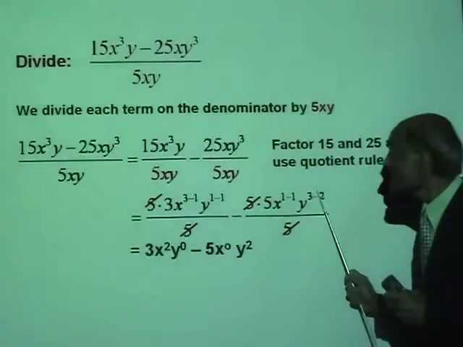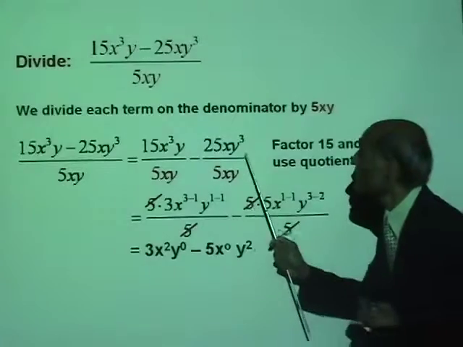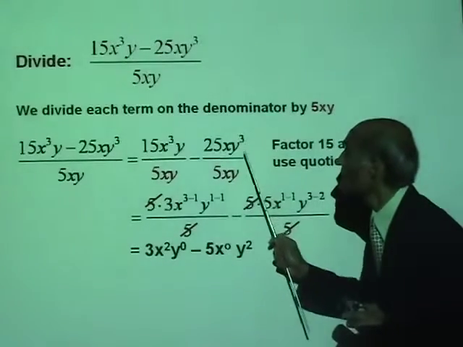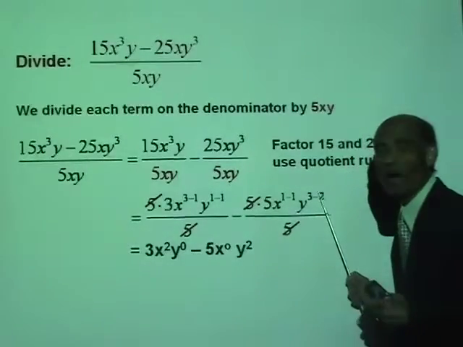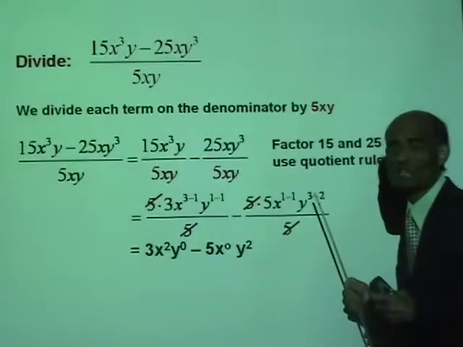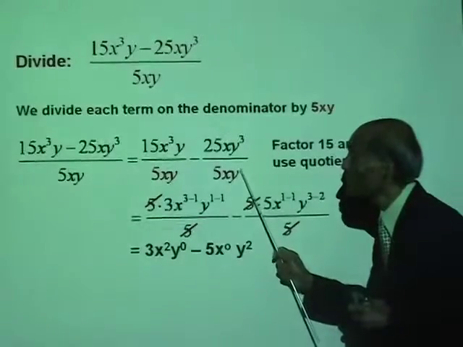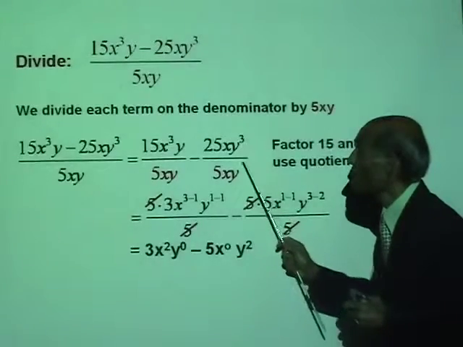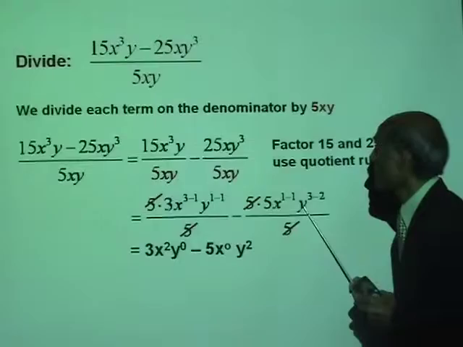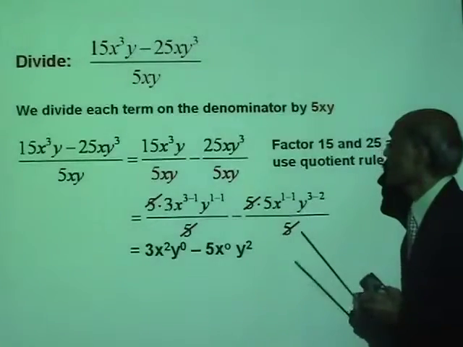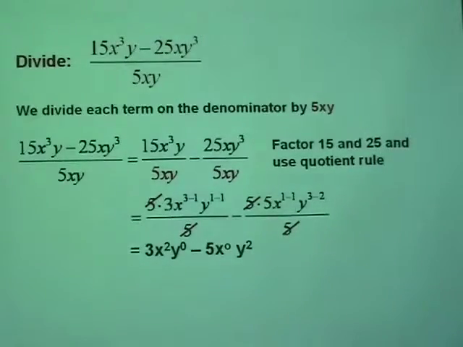Now, my mistake is here. This will be y to the power of 3 minus 1. I don't know why I wrote 2 there. Did you understand why it should not be 2? The power of y there is 1. So y to the power of 3 divided by y is y to the power of 3 minus 1, not 2. Okay. And so that gives me, that will be a 1.